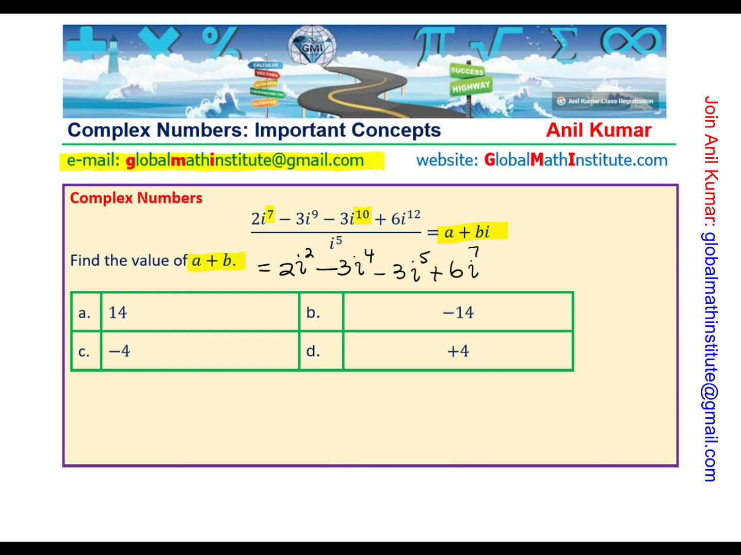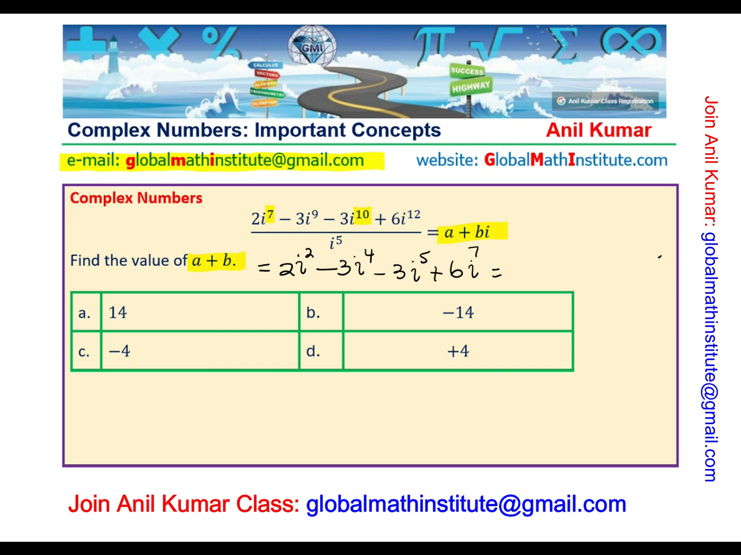Now, we know what is i square. It is minus 1. i square is minus 1, so we get minus 2. i to the power of 4 is 1, so we get minus 3. So this is the constant part. i to the power of 5 is same as i itself, so we get minus 3i. And i to the power of 7 is 4 plus 3, so we get i cube, which is minus i. So here we get minus 6i.